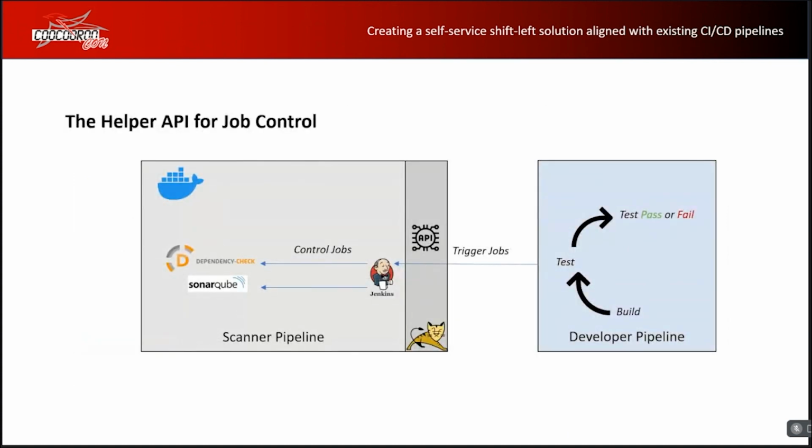Then why do we need a helper API in case we already have Jenkins controlling both scan jobs? In terms of users, they can trigger jobs, but the Jenkins API does not allow us to track individual scan status or retrieve the results as JSON values. So we created a simple API to control both scan jobs, hosted in the same Apache Tomcat.